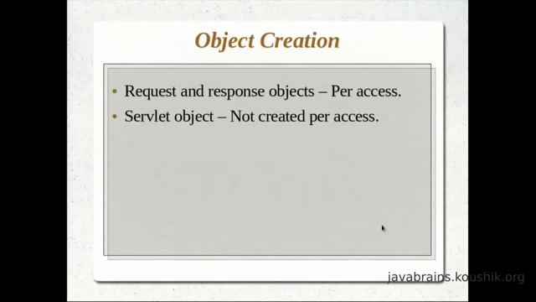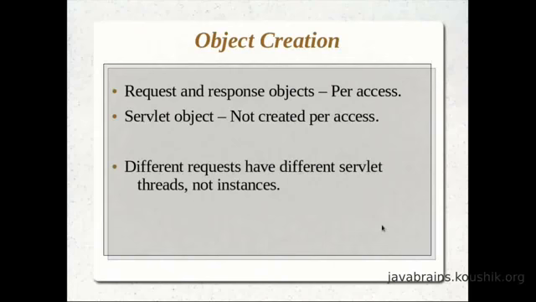So what happens is that servlet objects are reused. They're not created per access. The way it works is they have different servlet threads that address these requests. They are not different instances. This is beneficial for reasons of using fewer resources. The Tomcat instance does not have to create new objects, and the benefits are obvious.